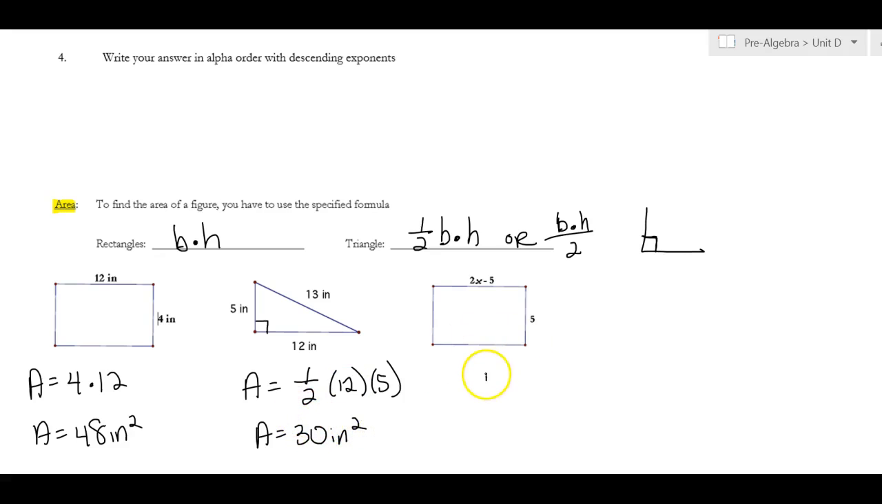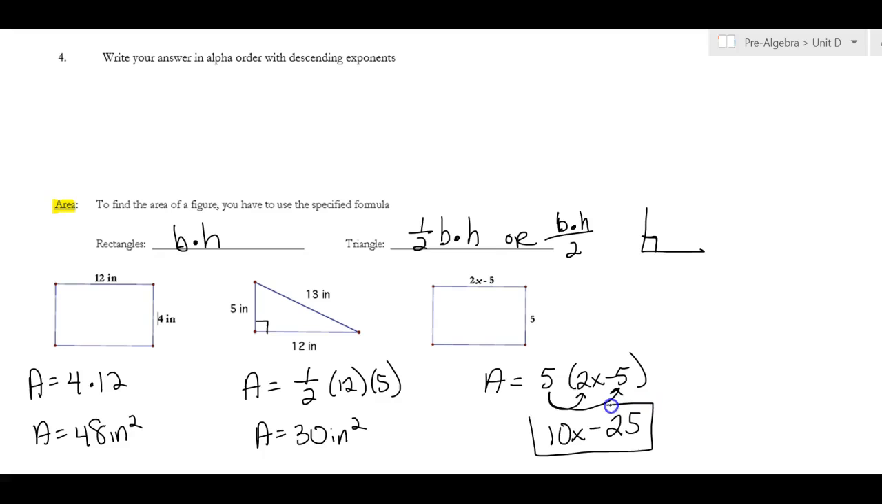All right, for this last one, this is where I start to get into some algebraic expressions. So I have to multiply my base and my height. So I'm going to do my 5 times 2x minus 5. Well, this is a distributing problem. So I'm going to distribute, and I get 10x, and 5 times 5 is 25, and I bring down the negative. And that's the answer.